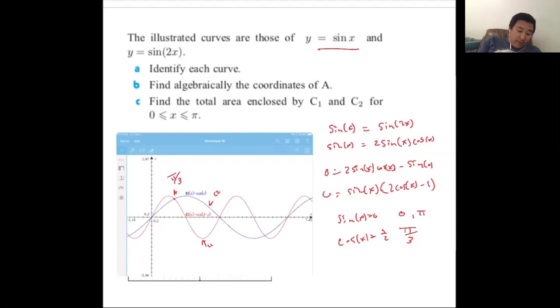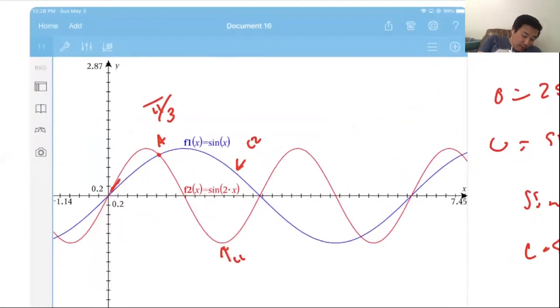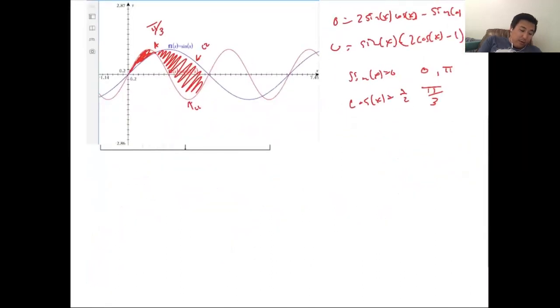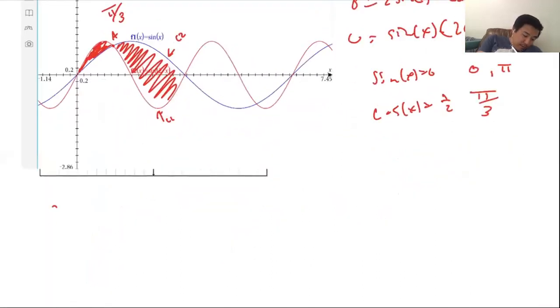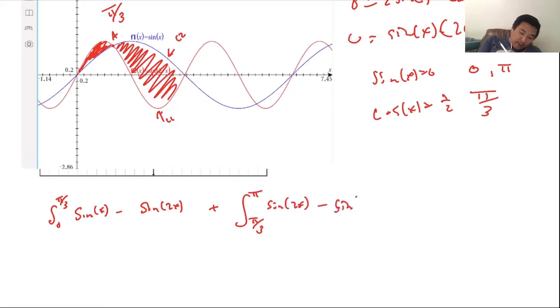And find the total area enclosed by the two regions. So there were two areas, these two. So you can do two integrals. You can do from 0 to pi over 3 of sine x minus sine 2x, plus, from pi over 3 to pi of sine 2x minus sine of x.